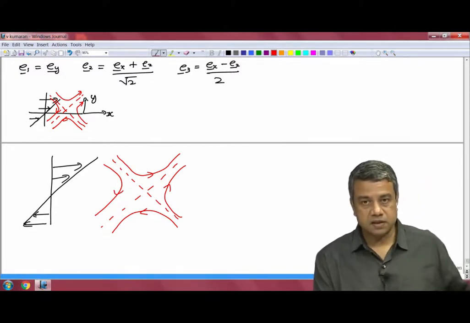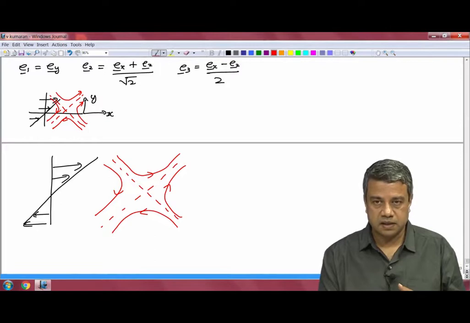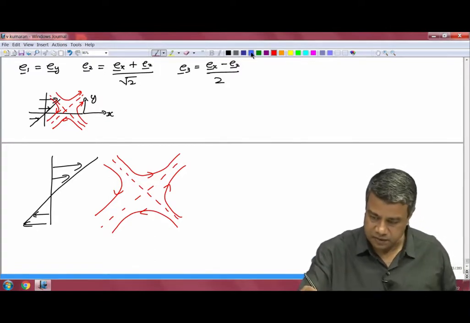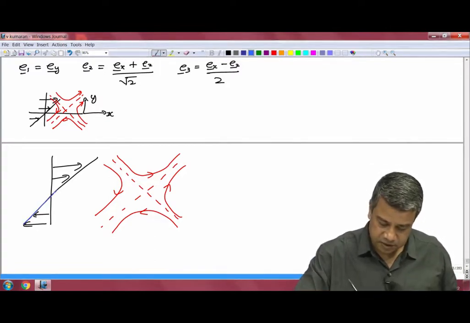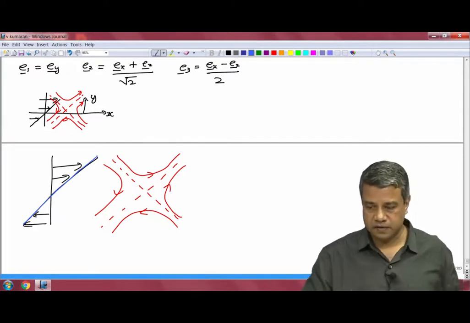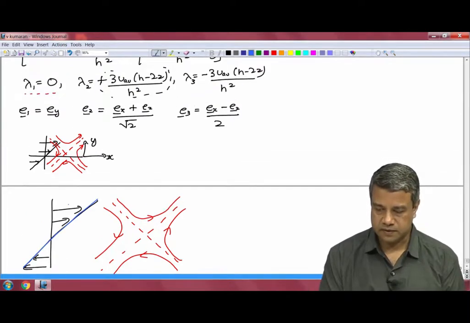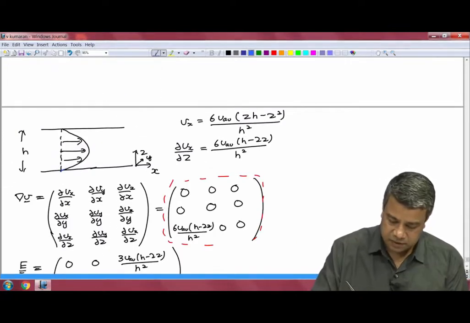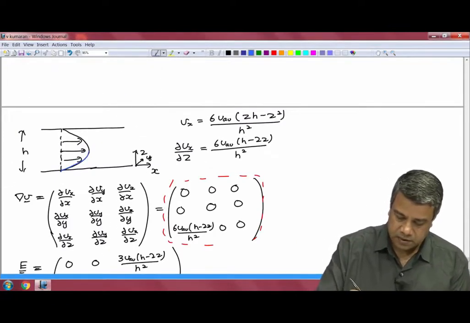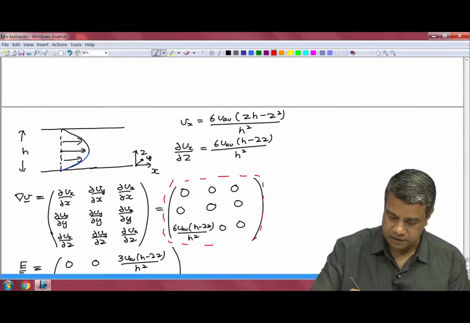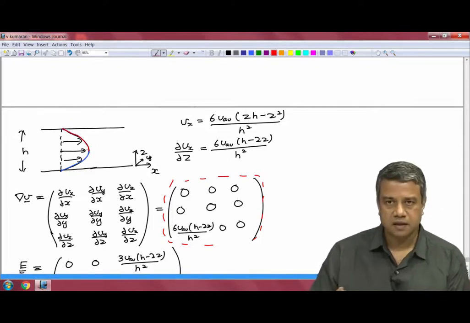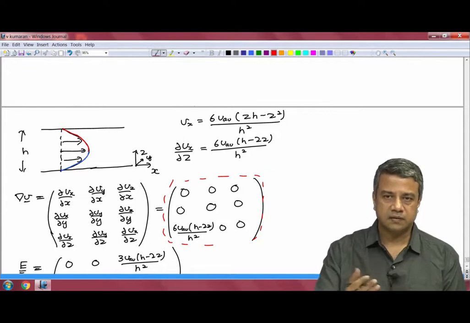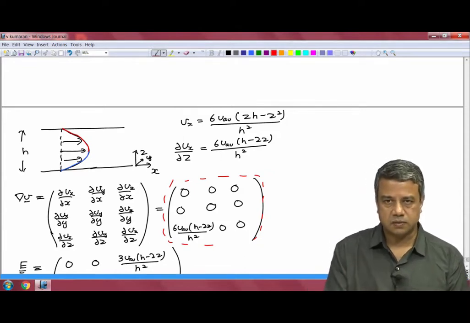That is, if the shear is positive, dVx by dz is positive, then you have expansion along the plus 45 degrees and compression along the minus 45 degrees. It is positive for the lower half here. For the upper half it is negative. The slope is negative. Therefore, the direction of compression and expansion will change.